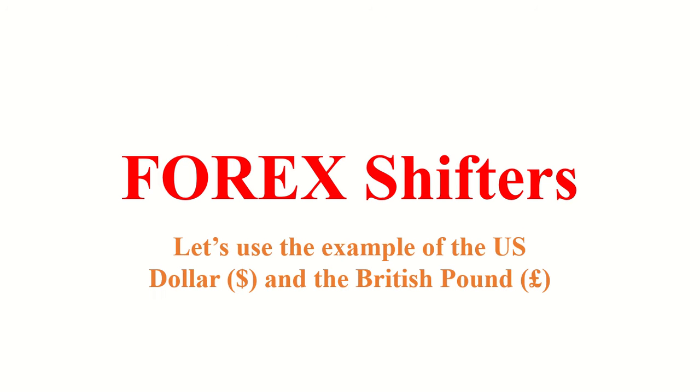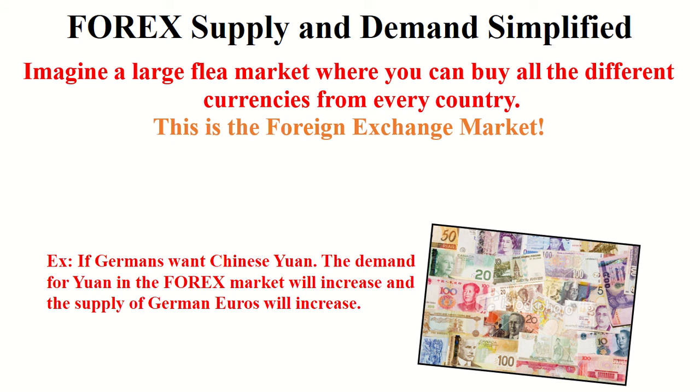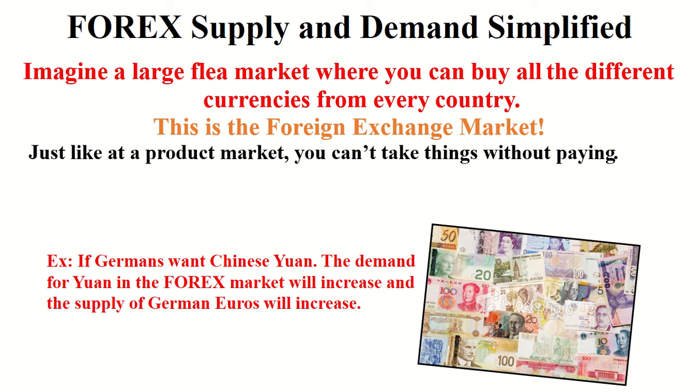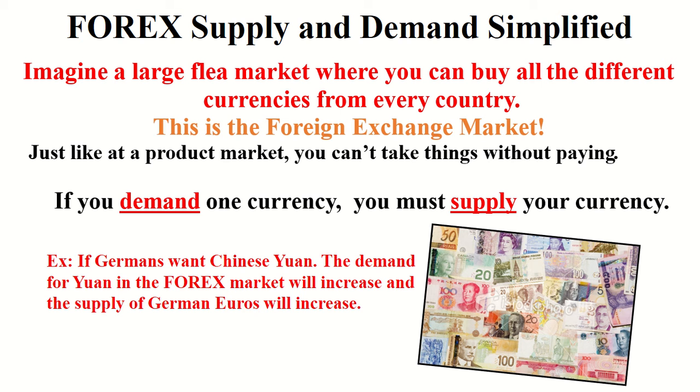So let's use the US dollar and the British pound to look at this. Imagine a big market where you can buy all different currencies from every country. This is the foreign exchange market. Just like a product market, you can't take things without paying. So if you want Mexican pesos, you have to buy those Mexican pesos with US dollars. If you're supplying dollars and demanding pesos, the peso is the thing being demanded, so the value of that will go up. And the dollar is the thing being supplied, so the value of that is going to go down. So if you demand one currency, you must supply the other currency, or your currency.